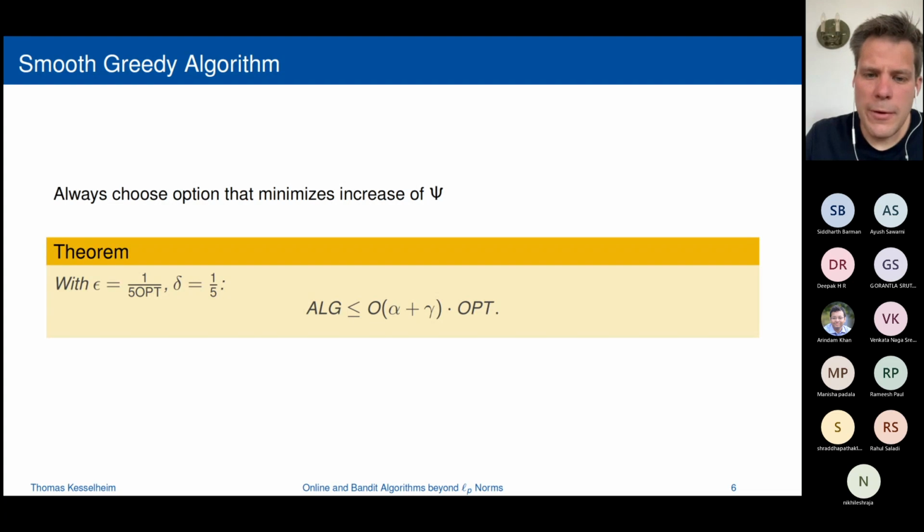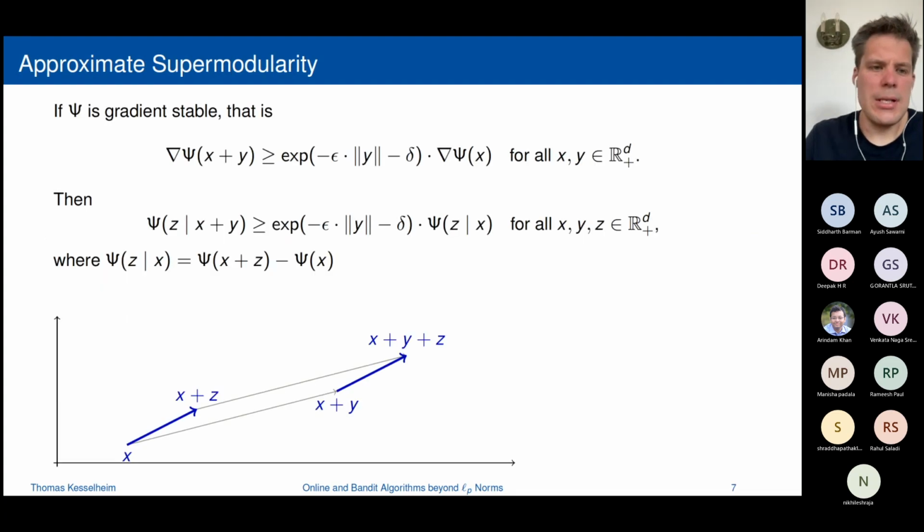Good. So what follows from this gradient stability is the following approximate supermodularity. This is just the definition of gradient stability: I told you that the gradient should never drop drastically in any component if you shift by a bit. And this implies this approximate supermodularity.